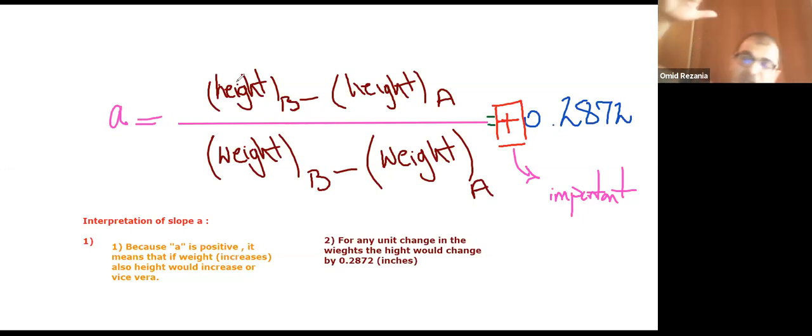If one goes down, the other one also goes down. And that's the significance of the sign of the slope. And also the other interpretation, which is very important, is this: for any unit change in the denominator, which is the weight, the numerator, which is the height, changes by this value, which is the slope.